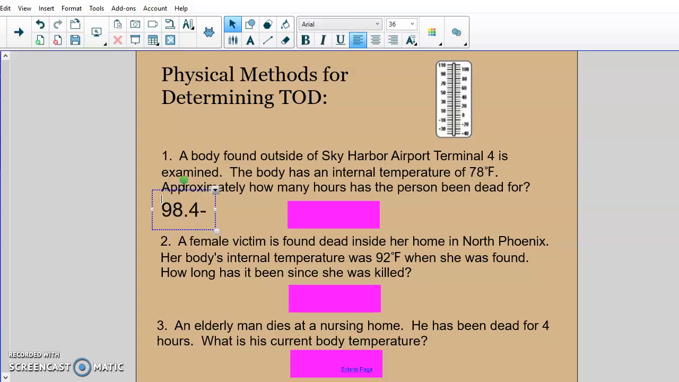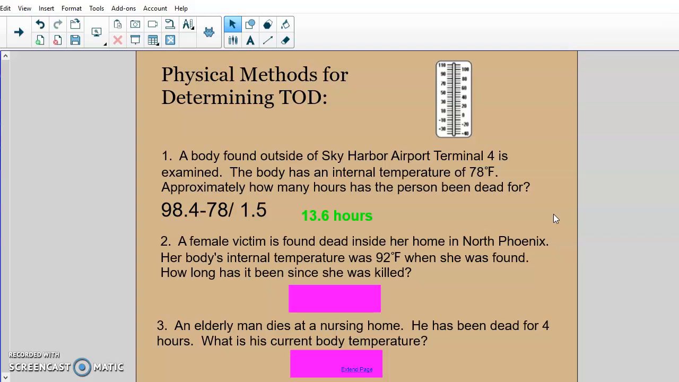So you would do 98.4 minus the temperature of the body, which was 78 degrees, divided by 1.5. So you would do 98.4 minus 78, then you would divide that number by 1.5, and you should get about 13.6 hours. So what they would say is that the person's been dead between 13 and 14 hours. They usually just do an estimation at that point. So the person had been there outside of Terminal 4 for approximately 13 hours.